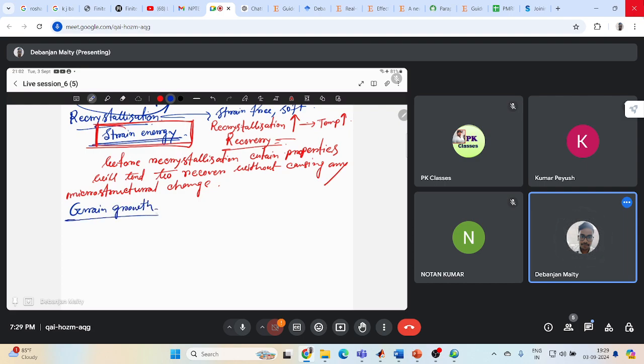Then after recrystallization, there is something called grain growth. So upon completion of recrystallization, grains begin to grow. What is the driving force when grain growth is happening? The driving force is surface energy. Yes, great. So surface energy is the driving force when grain growth is happening, right?